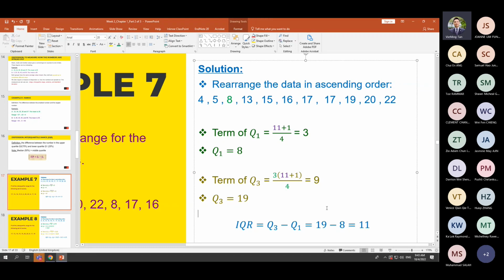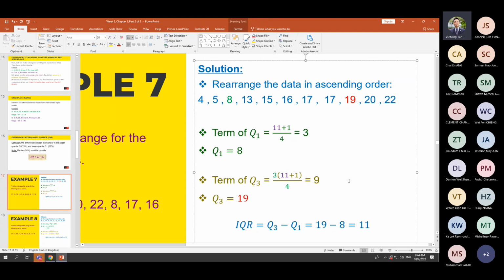Okay, 3 over 4 for Q3. Simplify this, you'll get term of 9. Let us count. Where is term of 9? This is T1, T2, T3, T4, T5, T6, T7, T8. T9 is this one. This is T9, this is T10, T11. T9 is 19, so substitute 19 to here.